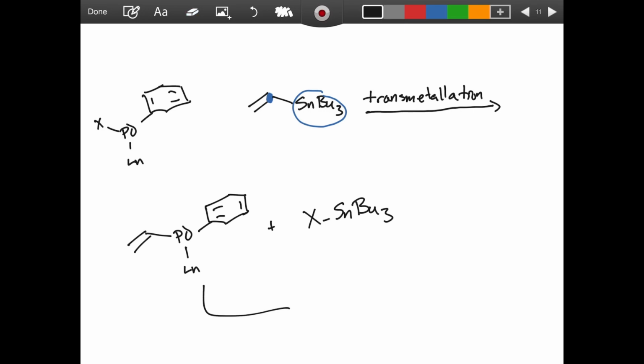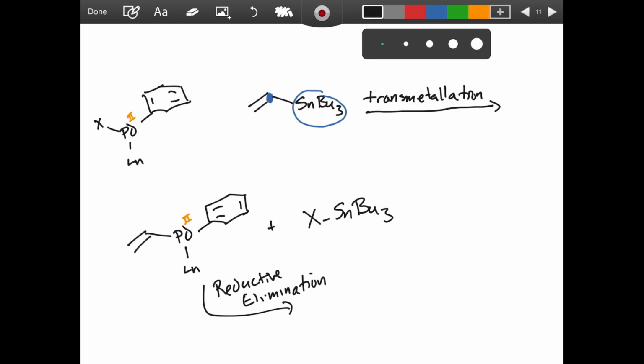And then just like you saw before, we're going to have reductive elimination. So you can think about reductive elimination as, I know we mentioned it in the Heck reaction, but reductive elimination is basically where the palladium eliminates itself from being between the two carbons. So this palladium is palladium 2. Reductive elimination is the palladium eliminates itself from being between those two bonds, which means the two carbons end up bonded together.